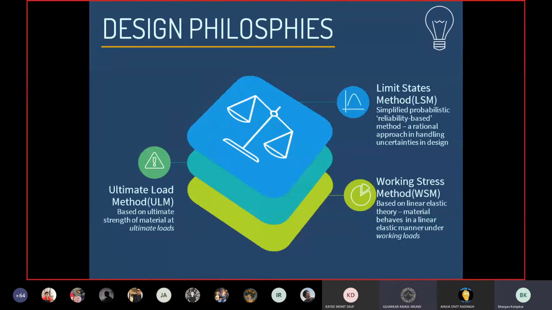Just to give you a heads up, when you get a paper from the university, there is always a note that you could either solve the numericals by working stress method or limit states method. What we are going to follow in our course is the limit state method, which is actually used in practice. Yes, working stress method is also used, but in very limited applications and to a very small extent. It is almost obsolete now, and almost all the structures are designed as per limit states method.